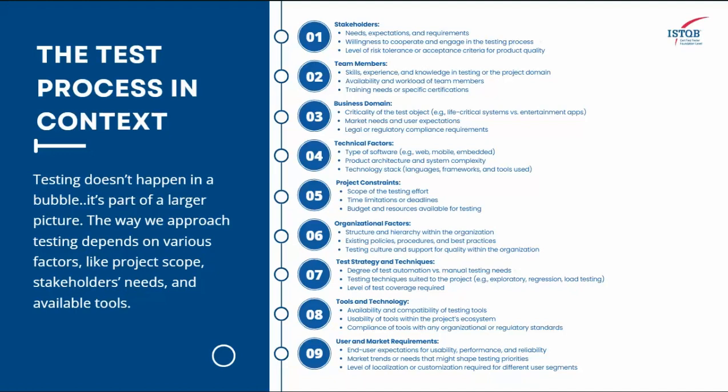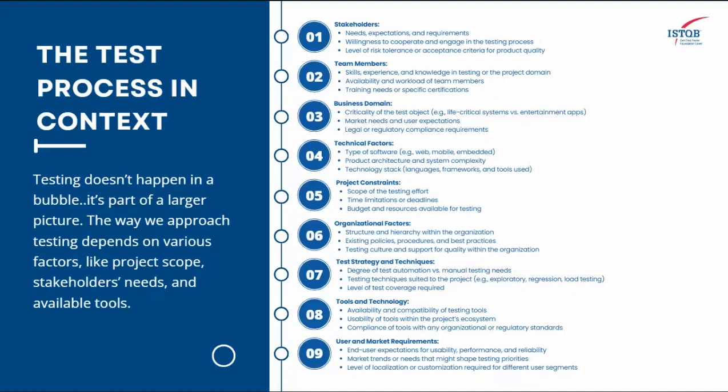We have also the organizational factors. The company's structure, policies, and testing culture all play a role. In organizations with a strong quality culture, testing might start earlier and involve more stakeholders. And also the tools and technology. Available tools influence how we approach testing. In highly regulated industries, tools must meet strict compliance standards, while agile environments may use flexible, lightweight tools for quick feedback.